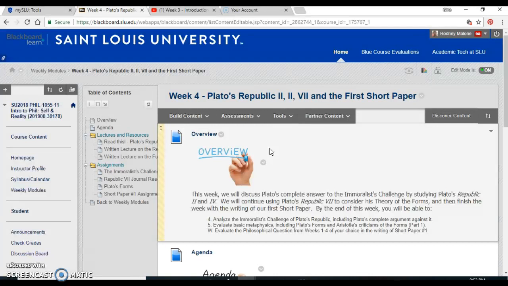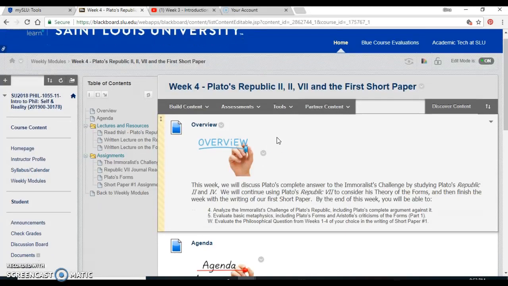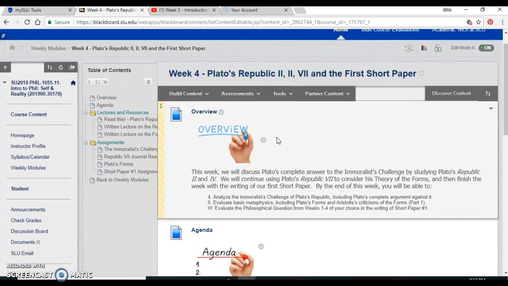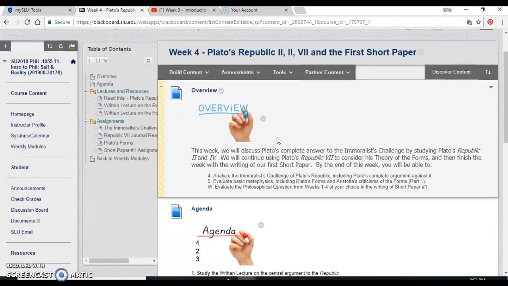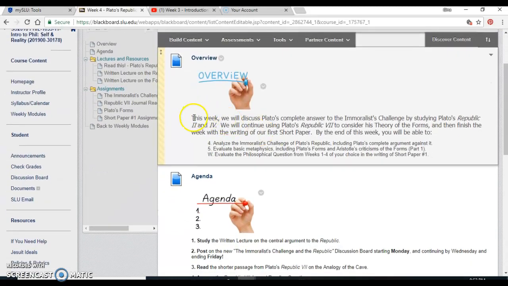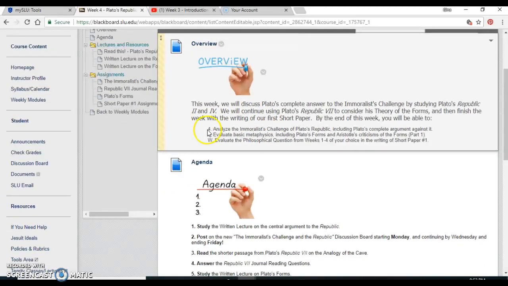So you read Plato's Republic books 2 and 4 already, and you have done the reading questions. We will begin, I'll take you through the overview. By the end of this week, you're going to be able to finish the objective we started last week, which is to be able to analyze the immoralist challenge found in Plato's Republic, including the complete argument against it, which last week, with week 3, you of course only had the first part. But with books 2 and 4, you now have the complete argument.